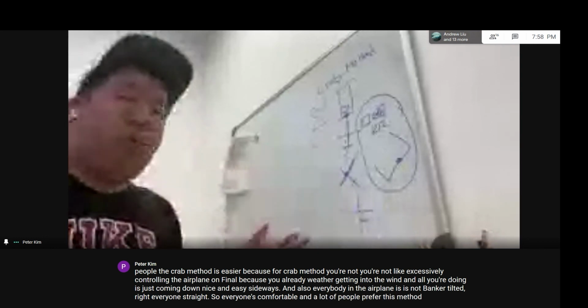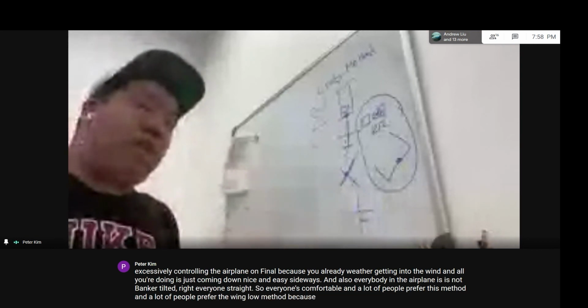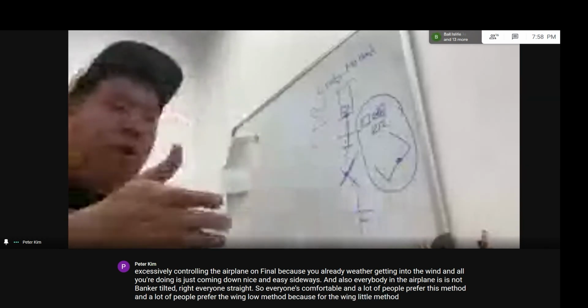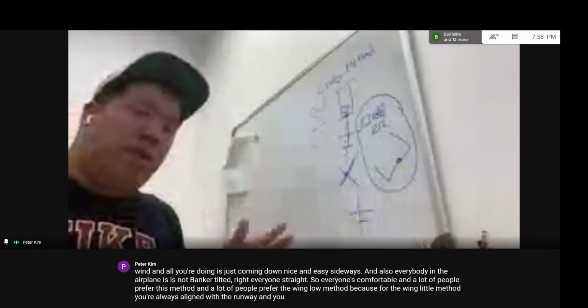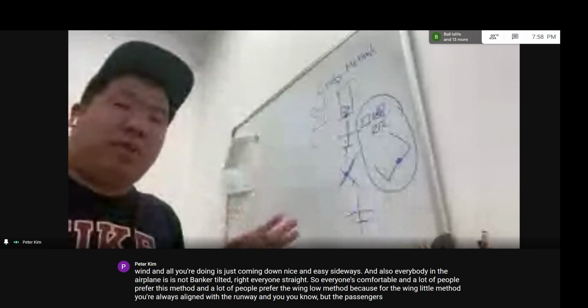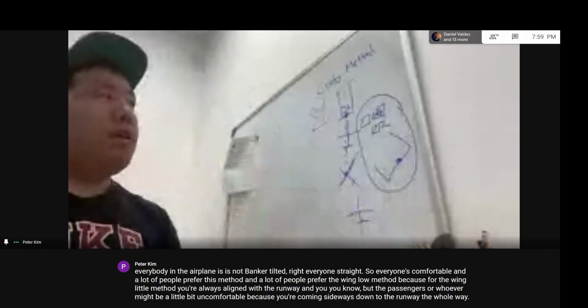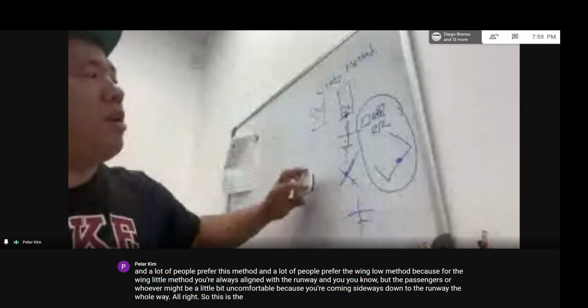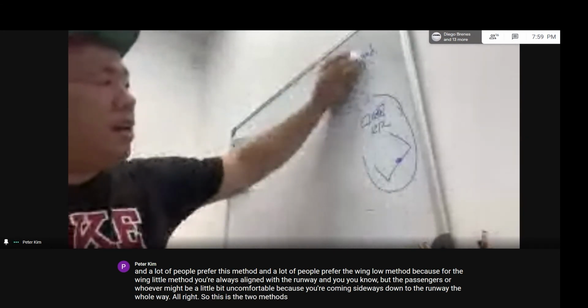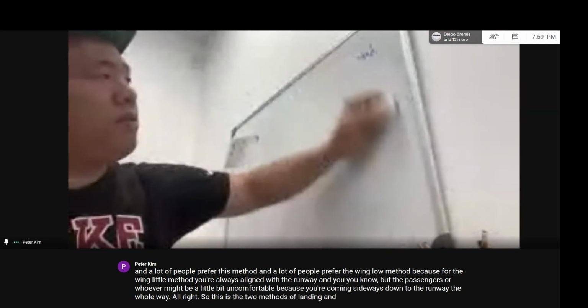A lot of people prefer this method, and a lot of people prefer the wing low method because with the wing low method, you're always aligned with the runway, but the passengers or whoever might be a little bit uncomfortable because you're coming sideways down to the runway the whole way. All right. So these are the two methods of landing, and that's what I wanted to talk about.